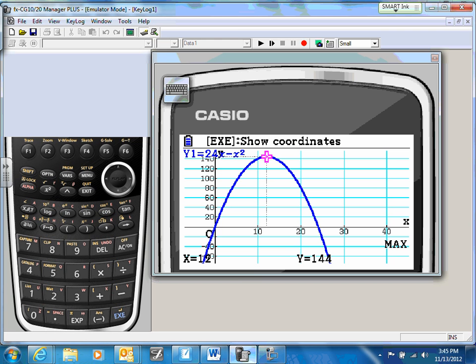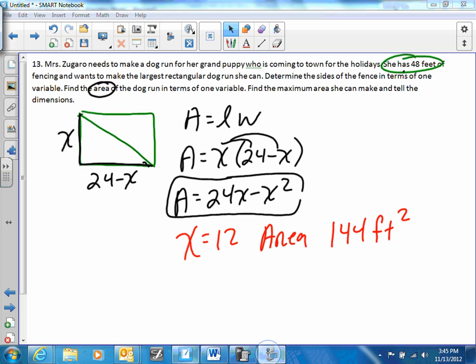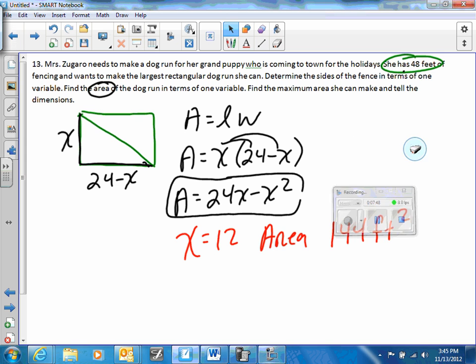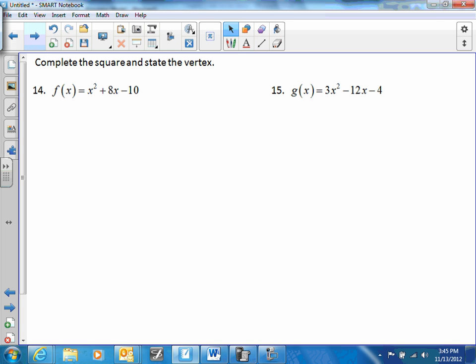Let's see how much time we've used so far. We've gone 7 minutes, so we've got a few more minutes to complete 8 problems. All right, so number 14. We're going to complete the square and state the vertex, all right? Let's go ahead and put this equal to 0.